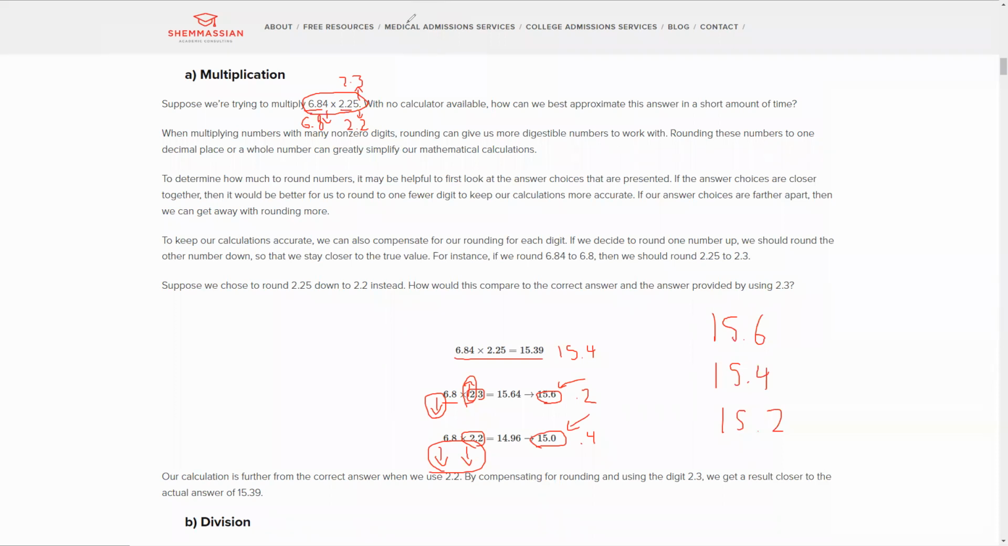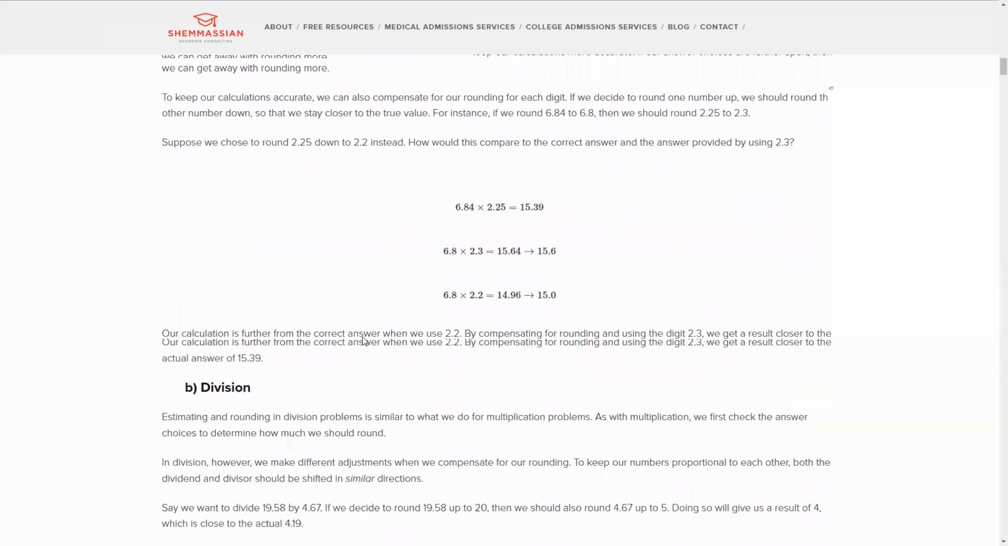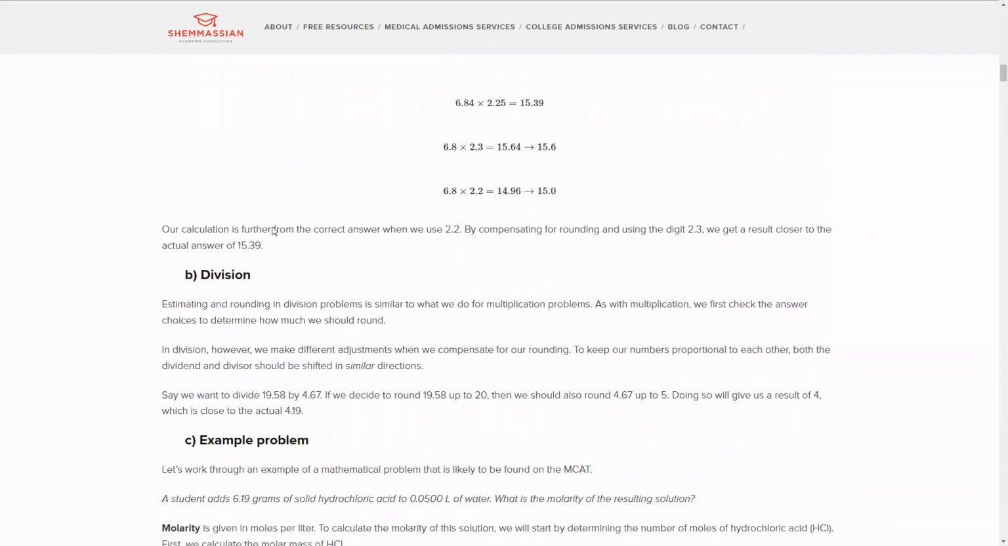Any questions about that? Okay, cool. So that's how we did rounding with multiplication, right? Now with division, it's basically the same, but a little bit different. In division, to keep the numbers proportional to each other, both the dividend and the divisor should be shifted in similar directions. So this is where we want to actually stay consistent.